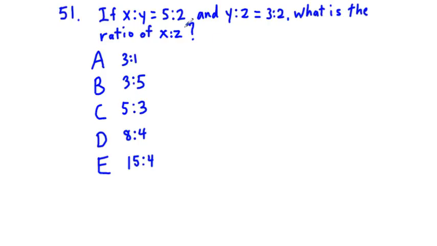Problem 51. If the ratio of x to y is 5 to 2 and y to z is 3 to 2, what is the ratio of x to z? And what you have here is a 5 to 2 ratio here, and below this I'm going to put a 3 to 2 ratio.